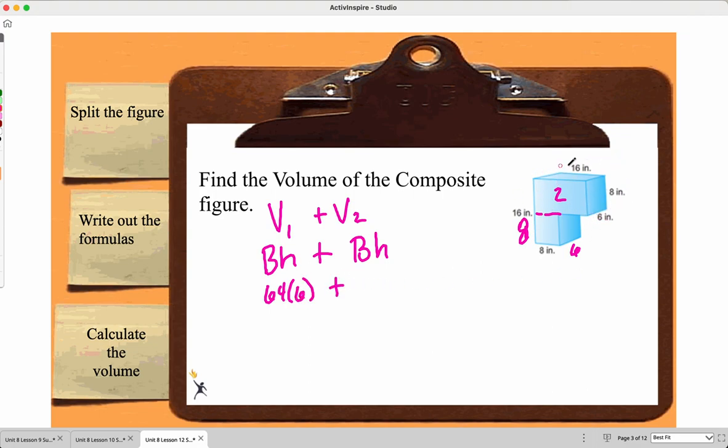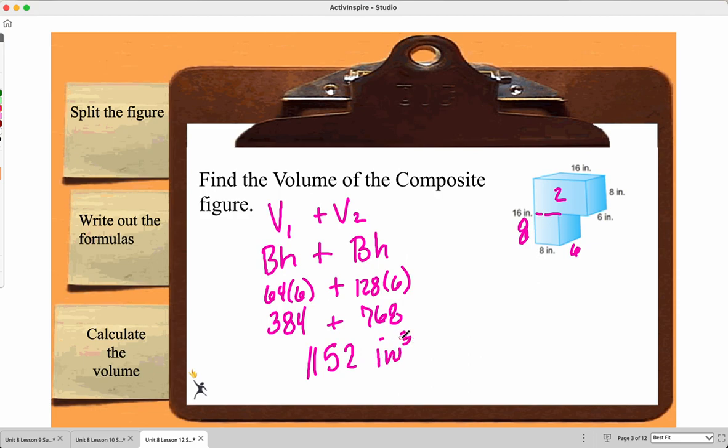Plus now we come up here to the second one. Now we have all the measures we need right here. It's already on here. So we'll say my base down here is 16 by 8. Let me get my calculator out so I don't have to do the math in my head. It's 128 times my height of 6. So now I'm just going to do the math. 64 times 6 is 384 cubic inches. 128 times 6 is going to be 768 cubic inches. So we add those together and we get 1,152 cubic inches.